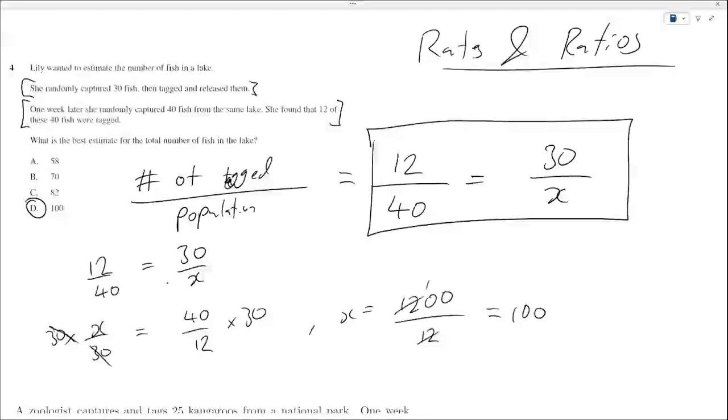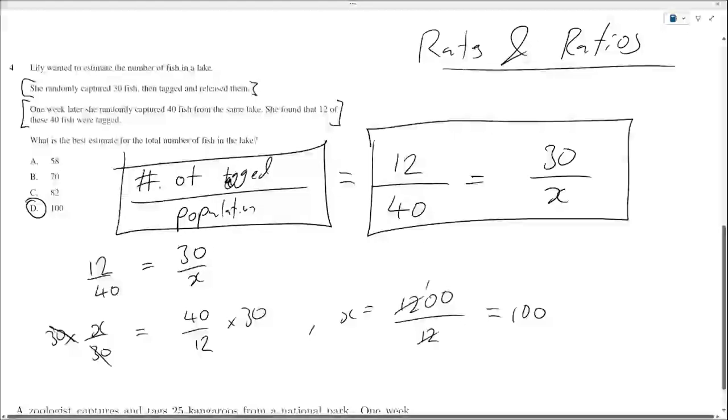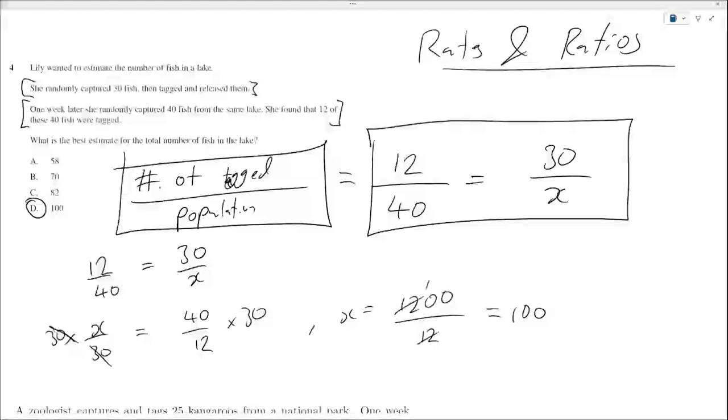It would be D. Again, the main idea of this topic is to come back to the rates and ratios aspect of it, and create a ratio, in this case the number of tagged over the population. Whether that's the sample population or the total population only matters in the context of the question. Then we set those ratios equal to each other, and solve for x. Okay, let's have another go at another problem.